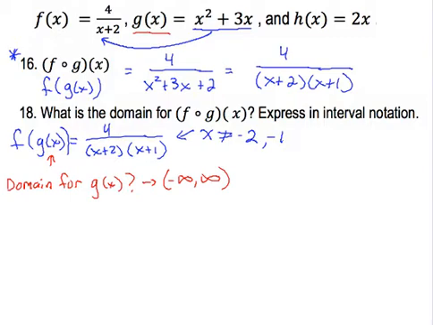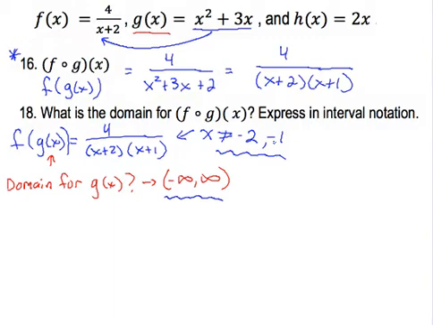Once I've done that, I would look at both of my domains. I would look at the domain for g of x, and I would also look at the domain or the restrictions for f of g of x. And my domain for the entire thing, f of g of x, is going to be both of those put together. Essentially, where do those two domains overlap? Now, because the domain for g of x is all real numbers, that makes this one pretty straightforward. It means that our domain will be all real numbers except for -2 and -1.